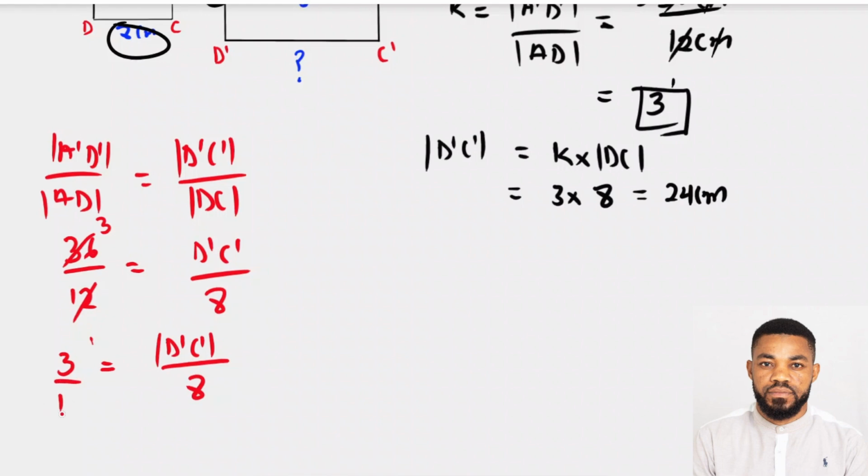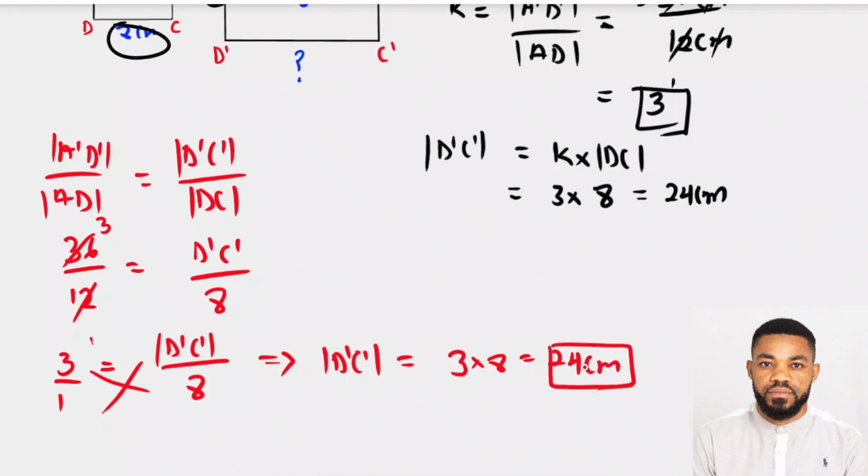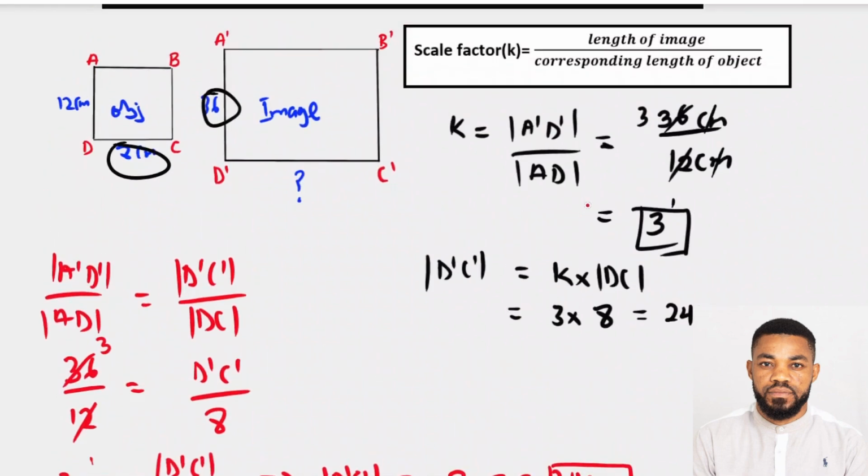Remember that 3 is also 3 out of 1, so we can do cross multiplication. When you do that, you're going to get D1C1 times 1, which gives us the magnitude of D1C1, and it is equal to 8 times 3. That is equal to 24 centimeters. So you can also use this approach to find the magnitude of D1C1. Or you use the first method: you just find the scale factor, then multiply by the object length to get the image length.